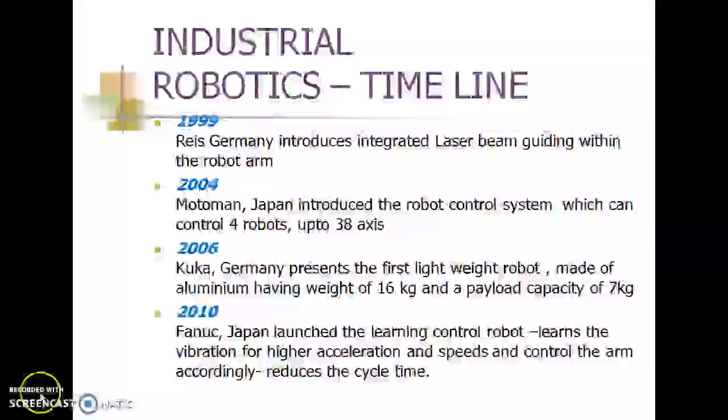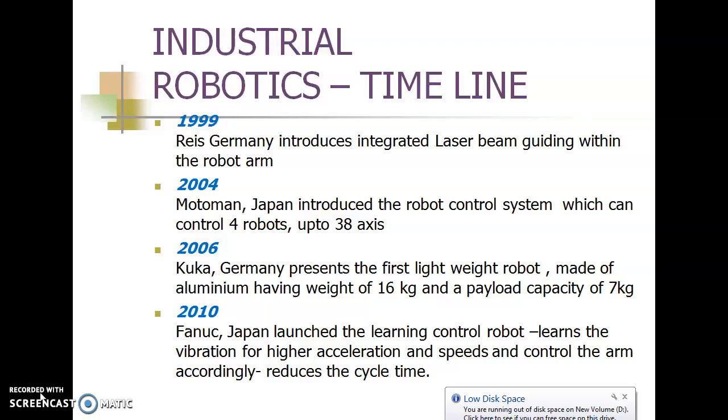So the transformation of the first robot, which had a weight of 2000 kg, to 16 kg. The initial robot was nearly 2 tons. From that, there is a great transformation to 16 kg. But the very important thing is it can also carry a payload of 7 kg.